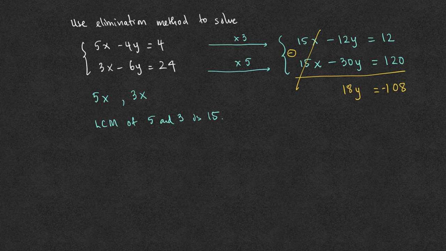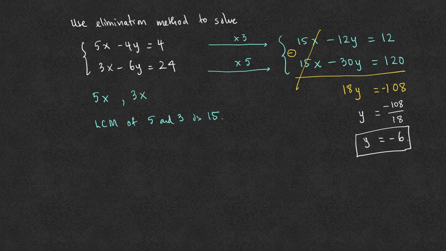Now that we have an equation in terms of y only, we isolate y. y equals negative 108 divided by 18. So y is negative 6. 6 times 8 is 48. 6 times 1 is 6. 60 plus 48 is 108, negative.